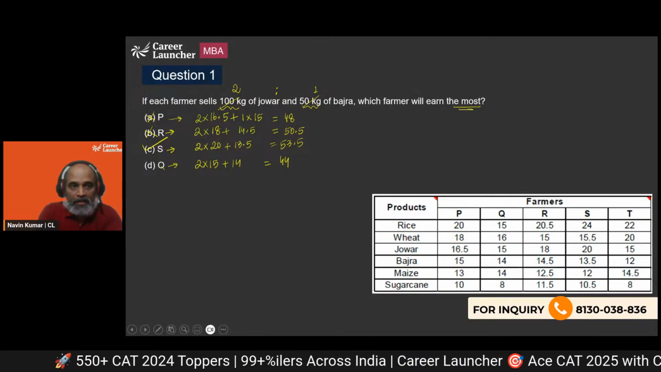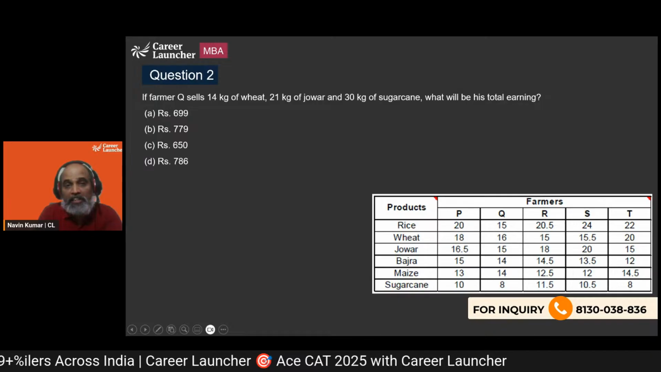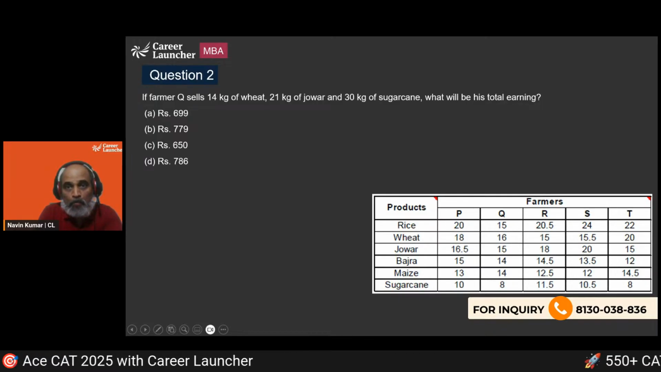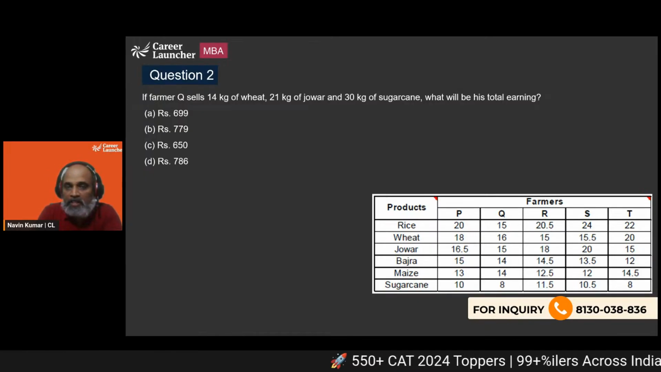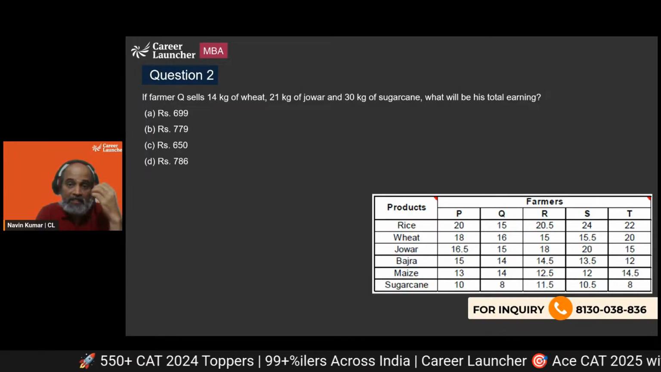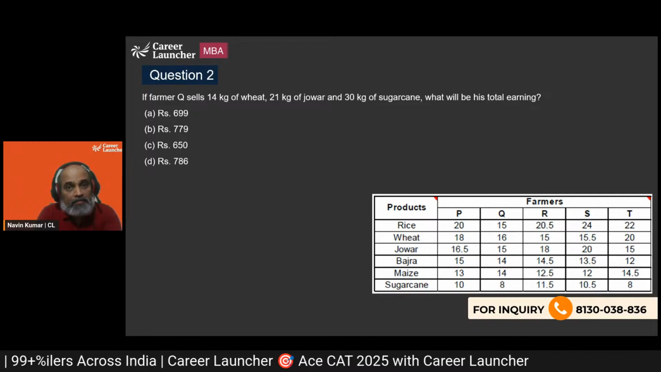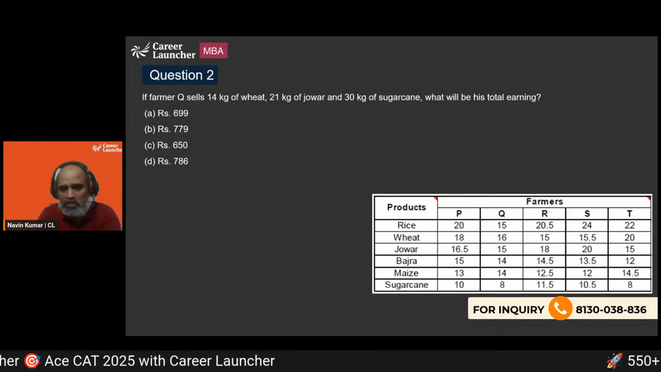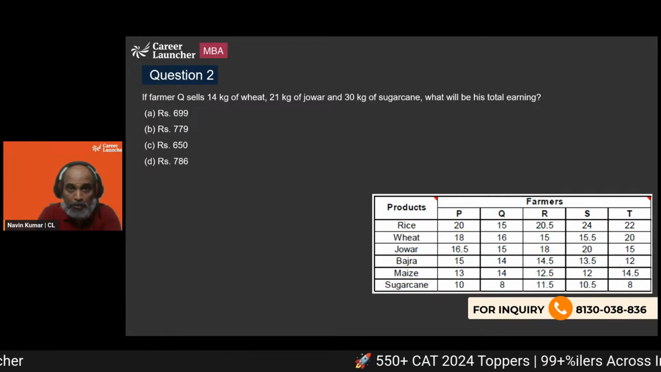Right? Okay. Next, if farmer Q sells 14 kg of wheat, 21 kg of jowar, and 30 kg of sugarcane, what will be his total earning? If you look at the options, there are 2 options that end with 9, 1 option that ends in 0, and another option which ends in 6. So instead of doing the entire calculation, I'll look at the last digit. If it is going to be 9, then only will I calculate it again properly. Otherwise, the last digit itself will be good enough for us to get the correct option.